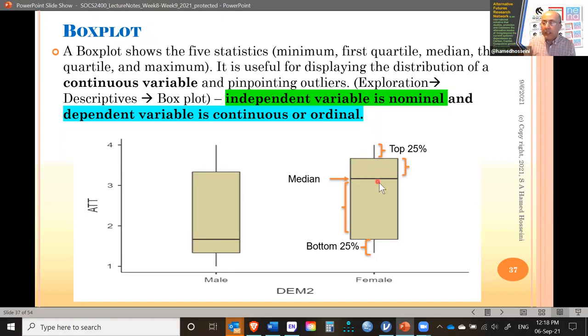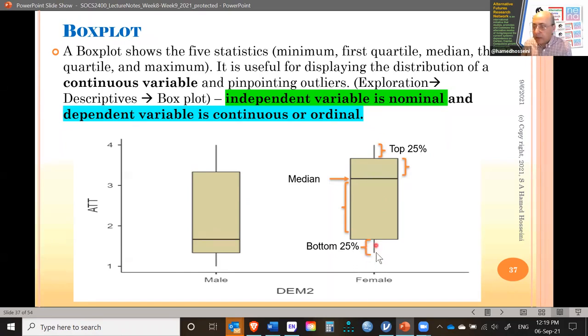but I don't want to make things more complex. So anyway, women's median means 50% of them are below or above 3 out of 4 in terms of their open-mindedness, and the men are very much lower. So obviously women are more open-minded. But what would the rest of these boxes tell us?